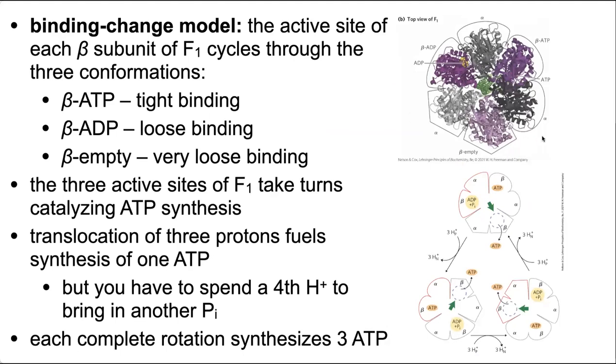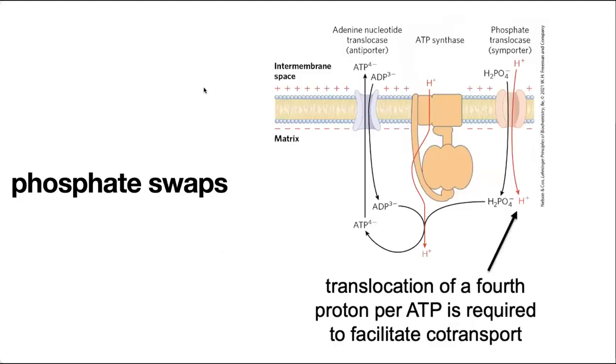As we'll see in a minute, it takes 3 protons to make one of those conformational changes. So it takes 3 protons to produce an ATP. A complete rotation of this cycle would synthesize 3 ATP, because you have those 3 sites, with 3 protons per ATP. So why do we get the number that it takes 4 protons per ATP? That's because you have to spend a 4th proton to bring in another inorganic phosphate.